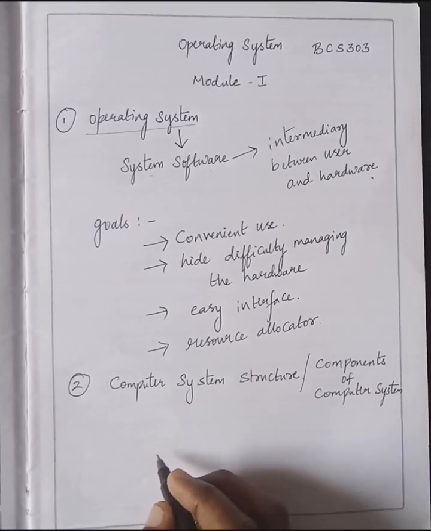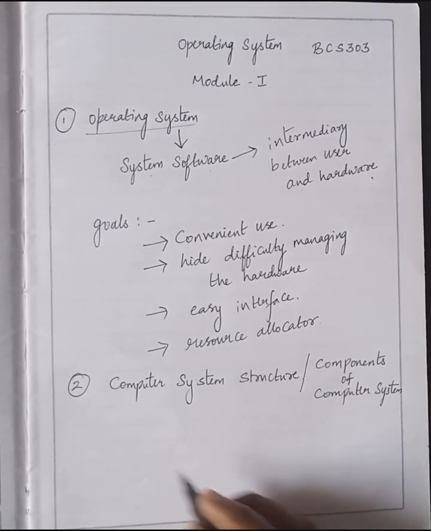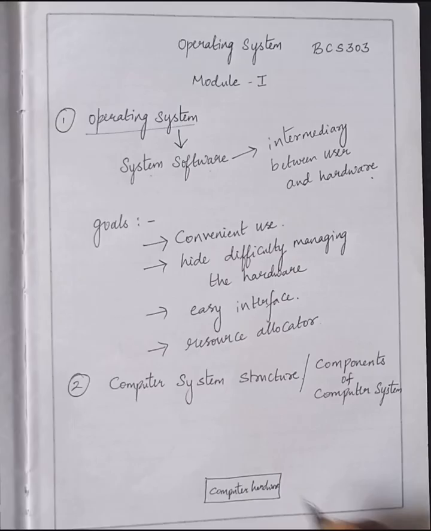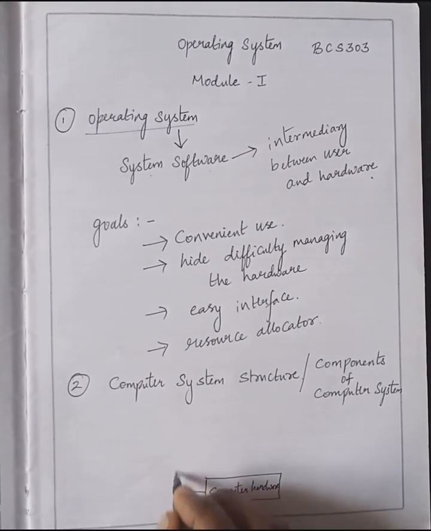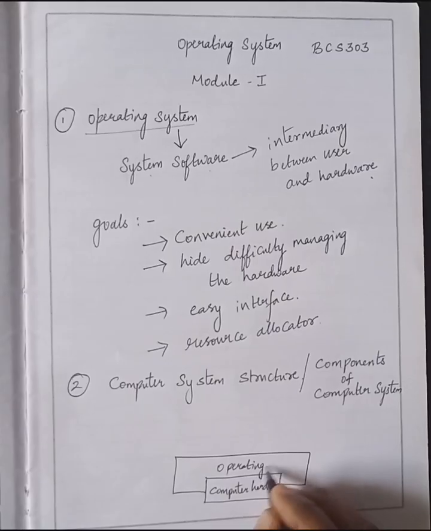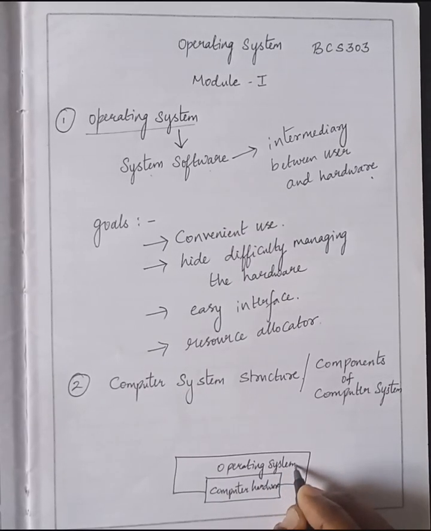Here in this component, first we'll draw one small diagram. First is the computer hardware. We'll have the computer hardware here, that's the real computer, the physical components. On top of that we have our operating system. So the OS will come here. Operating system will come here.